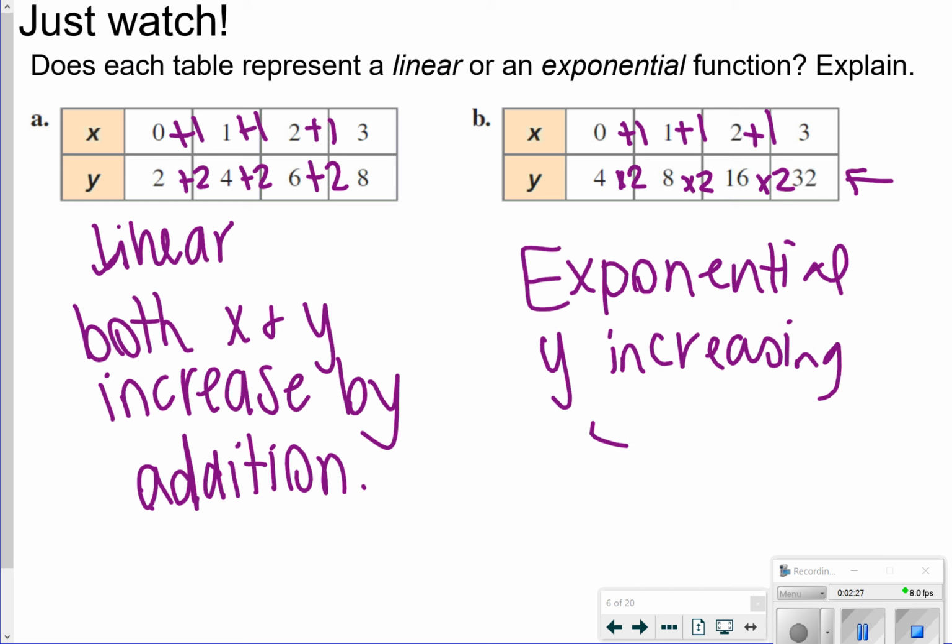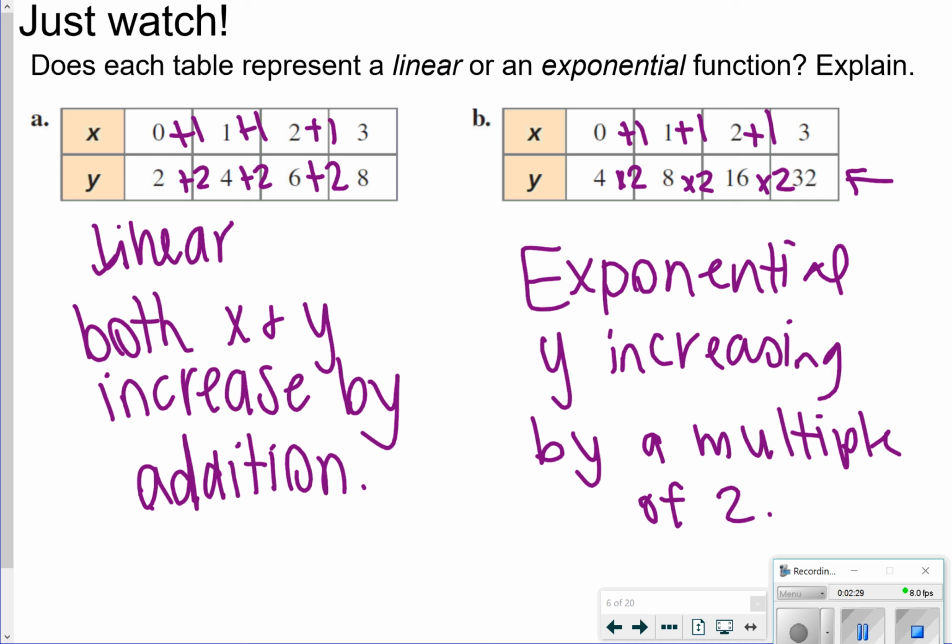by a multiple of. So anytime y is increasing by multiplication at a constant rate, you are going to say it's exponential. If it's increasing by addition, it is linear, and if it's not increasing by any of those, then it'd be neither. Keep in mind, addition can also be shown by subtraction, and multiplication can also be shown by division. Like you can multiply by 1/2, and that's the same thing as dividing by 2.